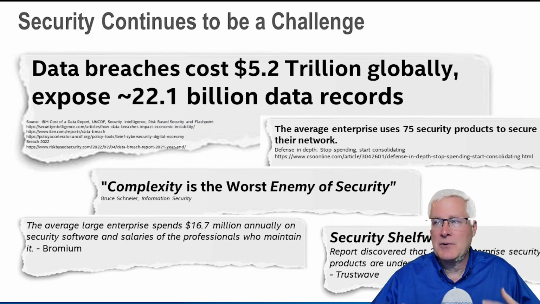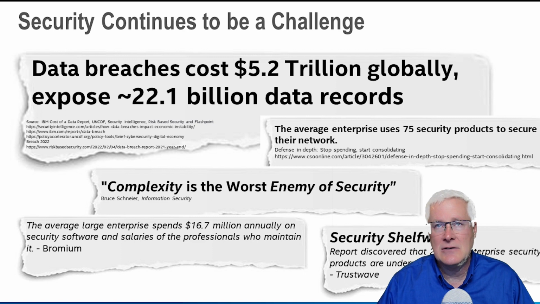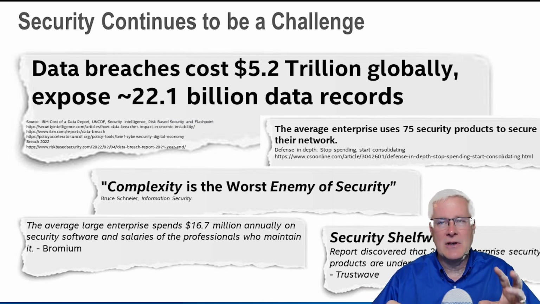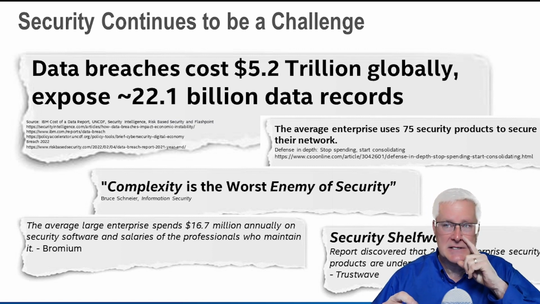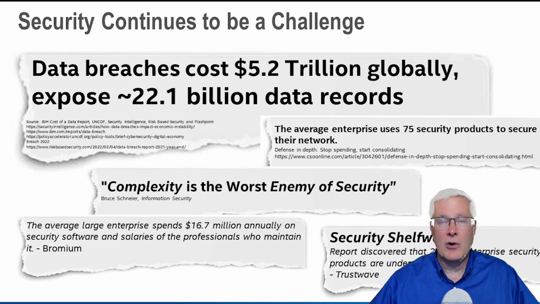On average, most enterprises are trying to combat this by using several different security products. And on average, most organizations are using around 75 security products to secure their networks, which I think is interesting because in some respects, increasing the number of security products increases the threat attack surface. So it's an interesting dilemma that you have. One of the best quotes that I've heard was in Information Security by Bruce Schneier. Complexity is the worst enemy of security, and I totally agree with that. The more complex your systems are, there's bound to be more gaps involved. Right. So we've got to figure out ways to combat this in a better way.